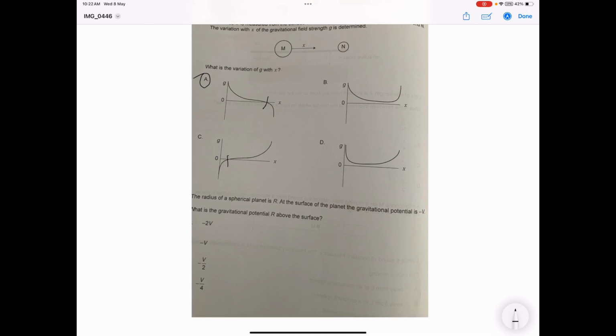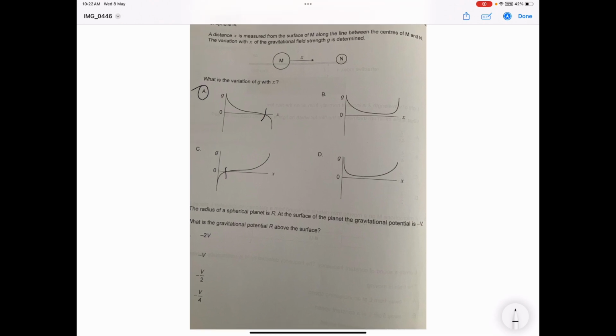Number 31. Radius of a spherical planet is R. At the surface of the planet, the gravitational potential is minus V. What's the gravitational potential R above the surface? Well, we know that minus GM all over r is a formula for potential. So if it's 2R from the center, above the surface, the gravitational potential must be halved. It's 2R. So answer is C, minus V over 2.